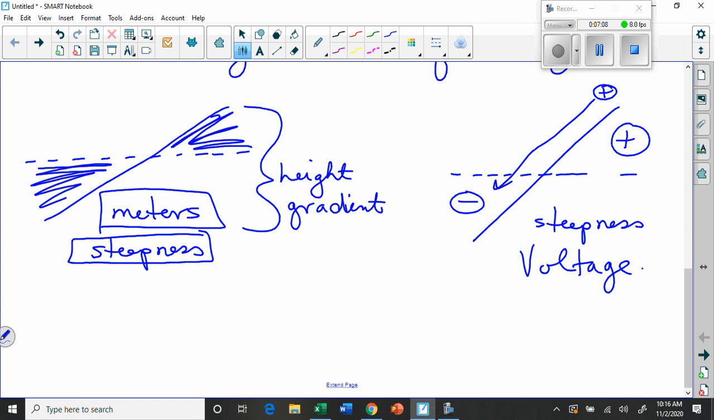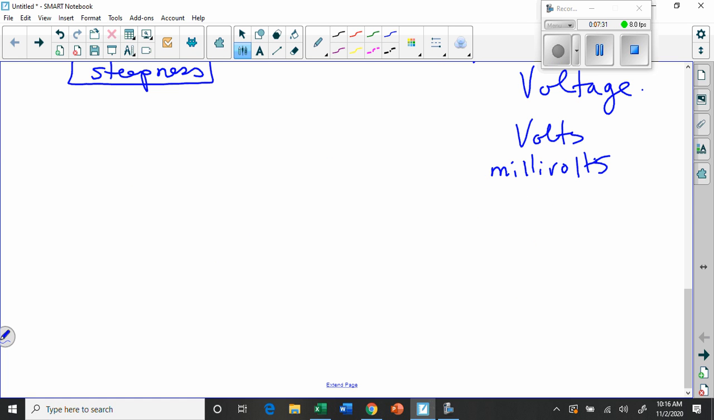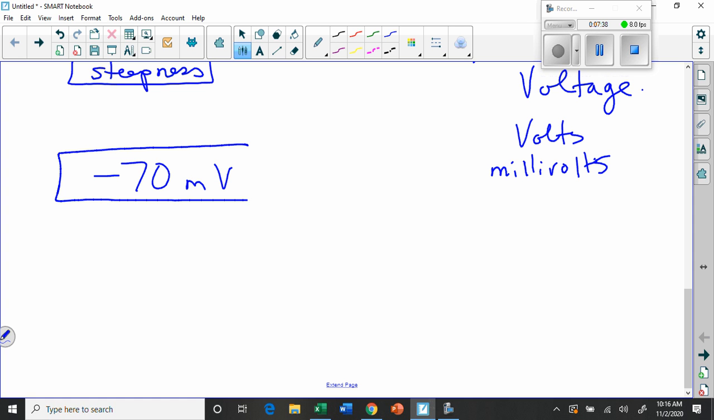Okay. It will push things a lot. So what we measure the steepness in is volts. Of course, we use millivolts for relatively small gradients or hills, just like we can use millimeters and things like that. And so we measure the biological gradient across this membrane to be about minus 70 millivolts. That's what we call the resting potential.